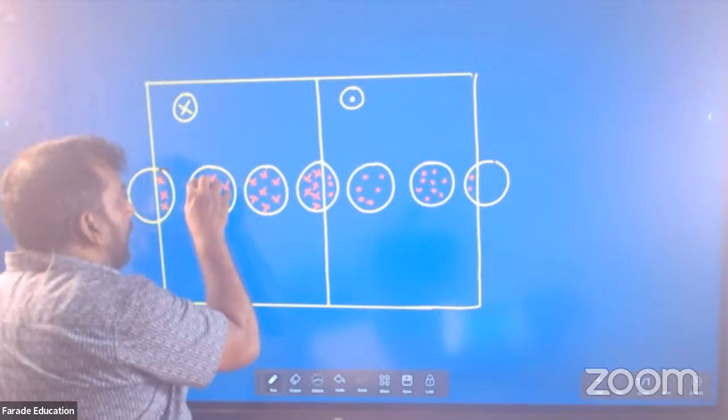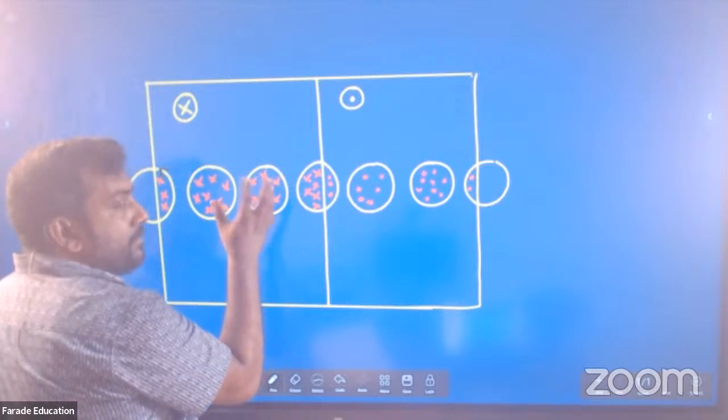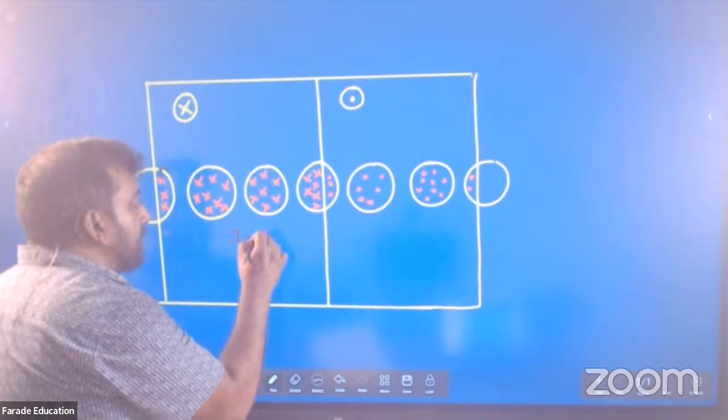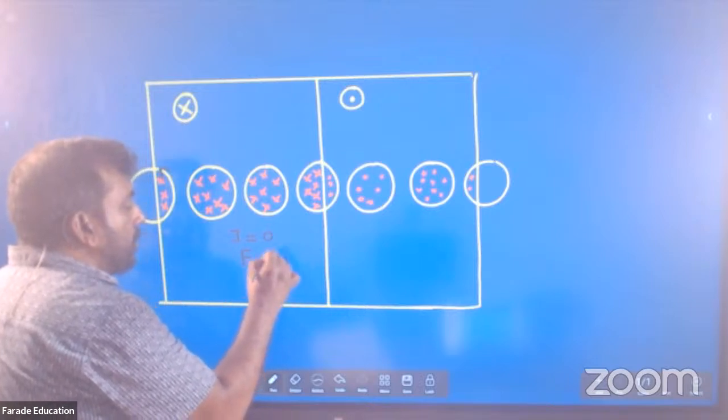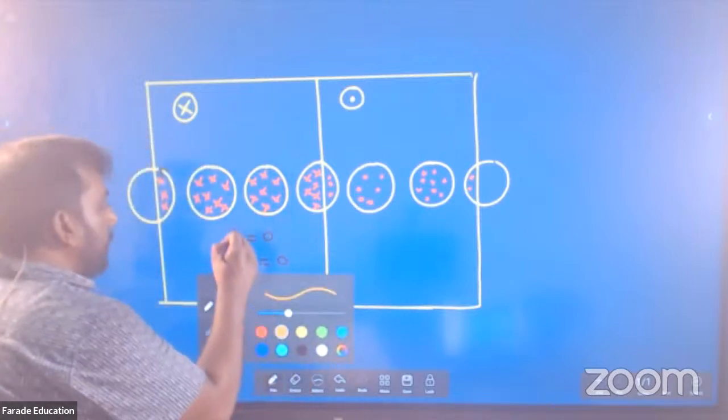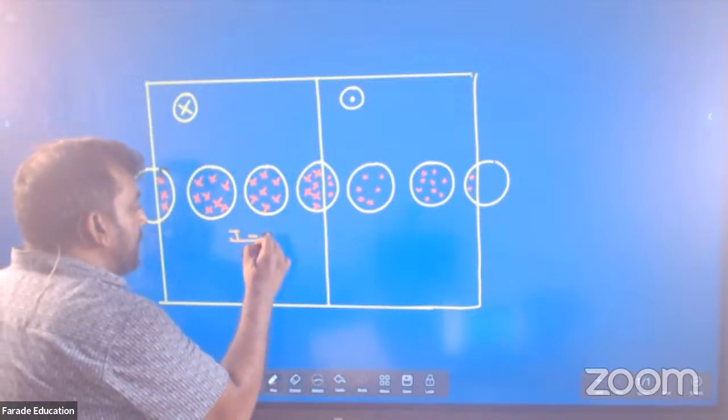Now the number of field lines here and the number of field lines there are same. No change in flux means here induced current is 0. Induced EMF is also how much? 0. Induced current is 0. Induced EMF is also 0.